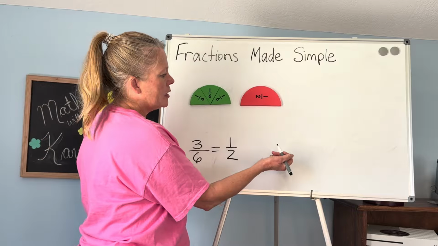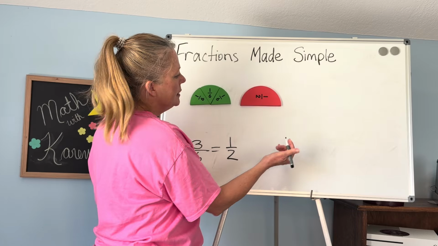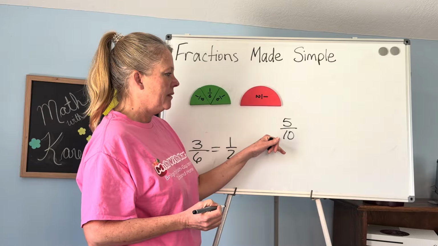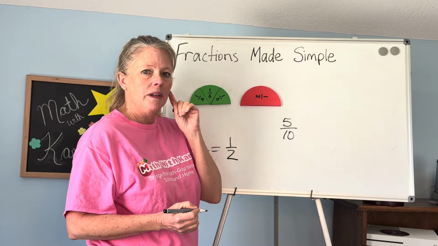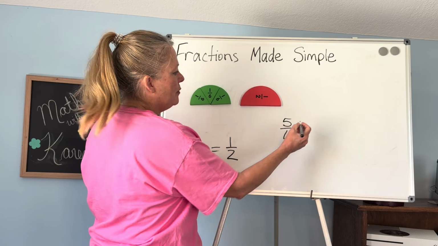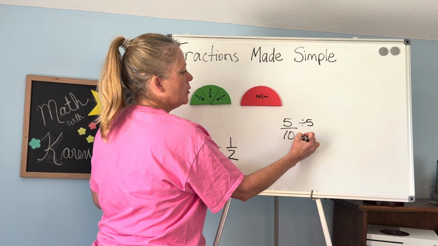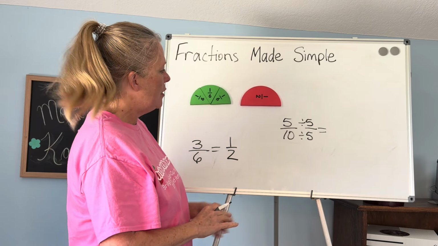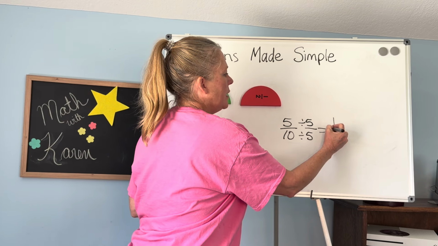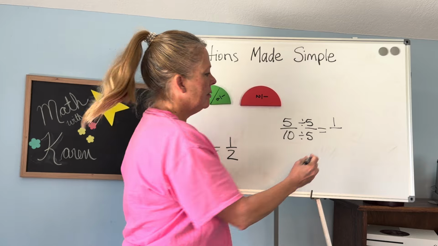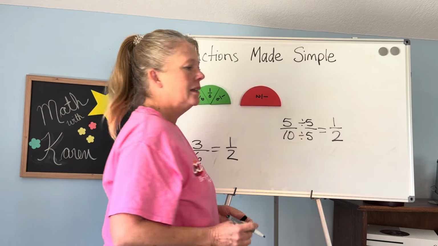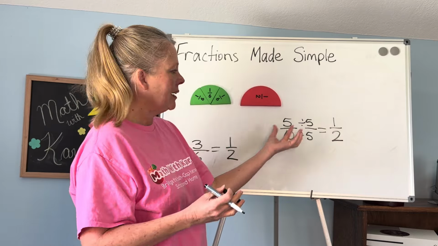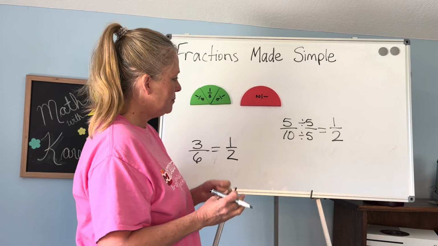Let's look at it like this. What if we had 5/10? Well, 5 and 10 both can be divided by 5. Whatever we do to the top, we do to the bottom. 5 divided by 5 is 1, and 10 divided by 5 is 2. So we could group them together to make a simpler fraction.